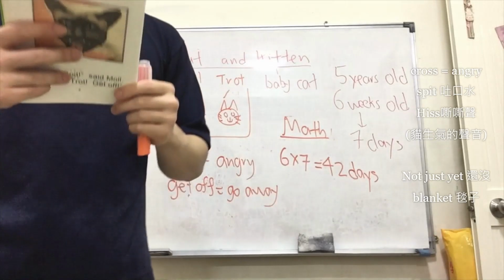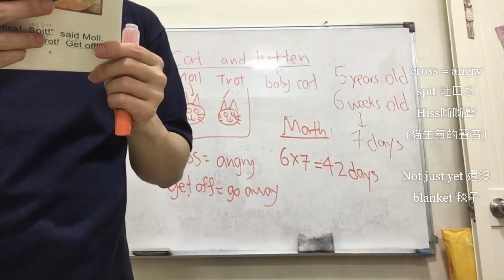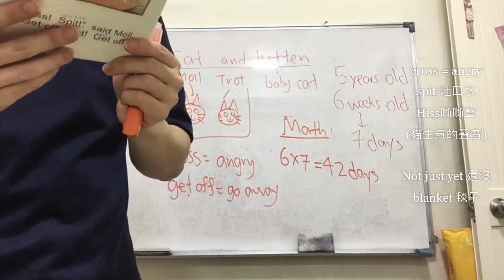But Trot did not get off. Moll bit Trot. Trot ran to Viv.